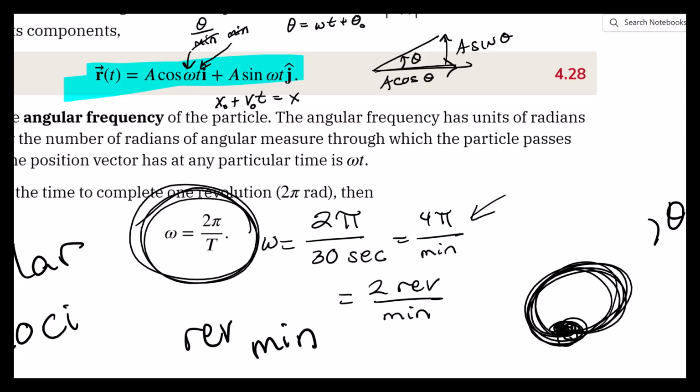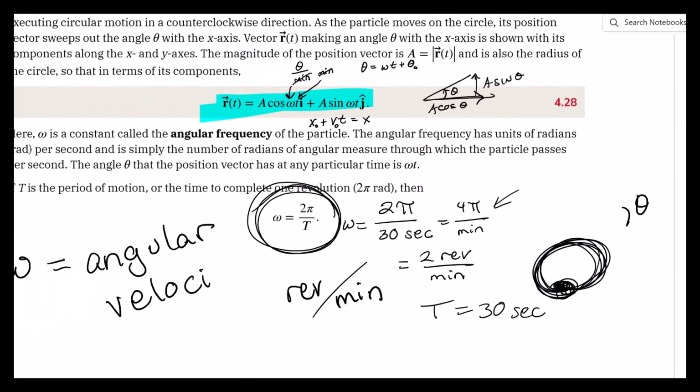So a lot of times you'll hear it described as revolutions per minute, but the period itself is 30 seconds because it only takes 30 seconds to go around once. So this is more of a, what do you want to call it, a vocabulary lesson.